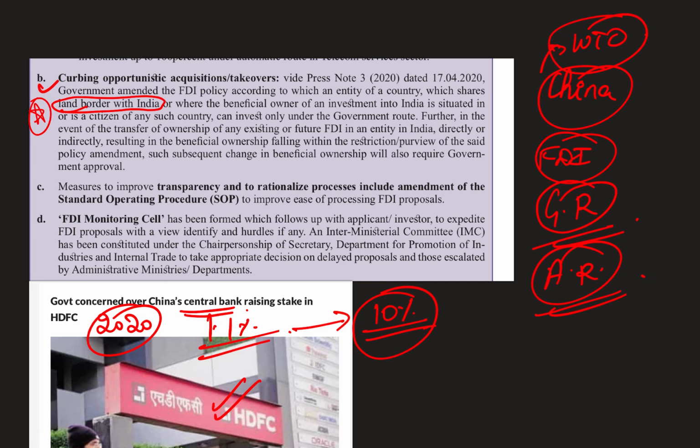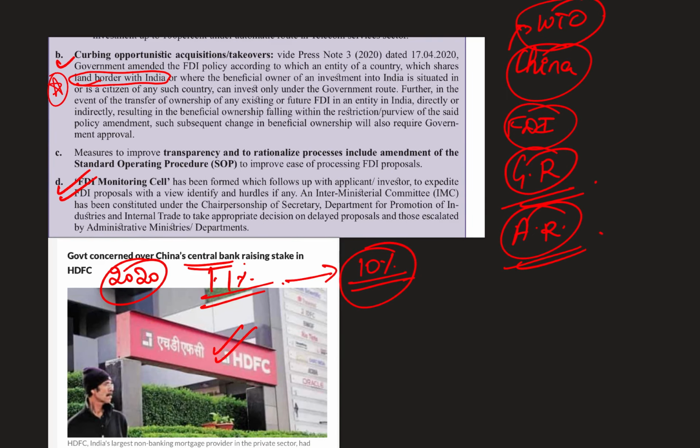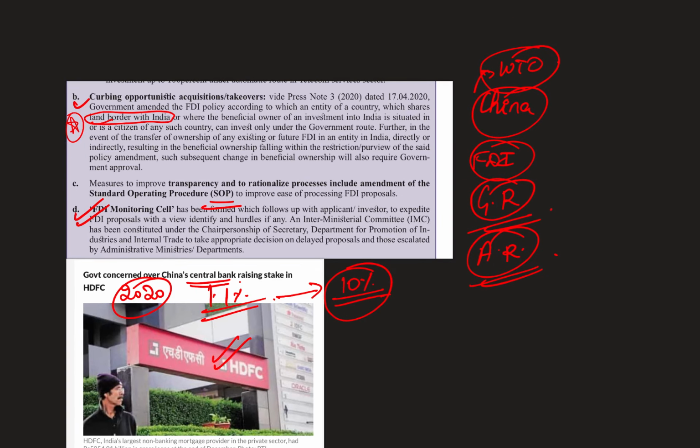just to keep a watch on such kind of hostile and opportunistic takeovers. Other steps include the creation of an FDI monitoring cell to understand if there are any issues in closing the application processes for FDI, and also the creation of a standard operating protocol for improving the ease of processing FDI proposals.